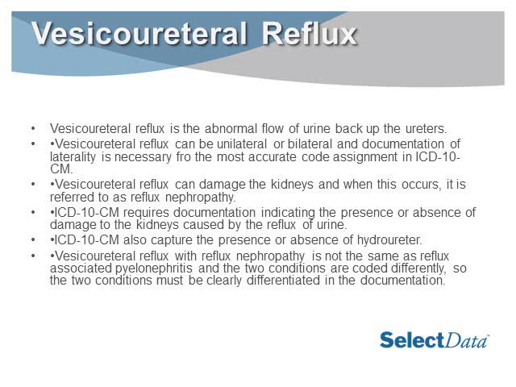Now, if you have a patient who has a vesicoureteral reflux, that's the abnormal flow of urine backing up into the ureters. It can be unilateral or bilateral, and documentation of laterality is necessary for code assignment in ICD-10. It can damage the kidneys, and when this occurs, it's referred to as reflux nephropathy. ICD-10 requires documentation indicating the presence or absence of damage to the kidneys caused by that reflux of urine. And ICD-10 also captures the presence or absence if the patient has hydroureter.